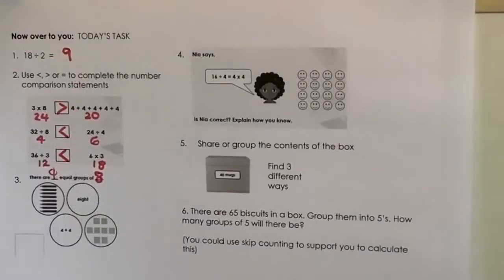So question 4. Nia says that 16 divided by 4 is equal to 4 times 4. Now straight away, I bet lots of you recognise that that isn't correct, that Nia is wrong, because you know that 16 divided by 4 is 4, whereas 4 times 4 is 16. So that would mean she's saying that 4 is equal to 16. And we know that's not the case. So well done if you spotted that straight away.